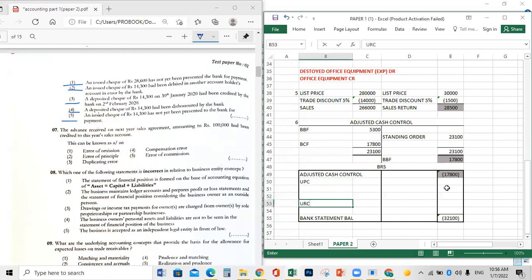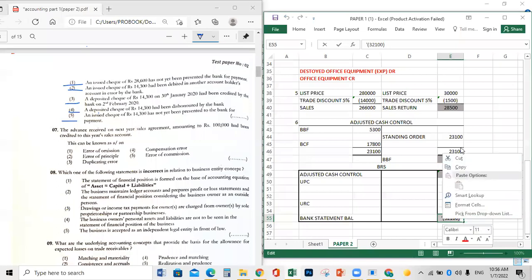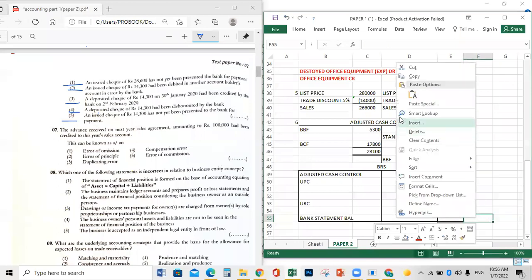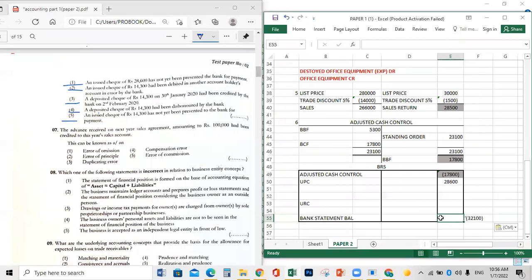Add. Okay, let's add it and see, 28,600. Are we getting this answer? We should get 32,100. Let's see whether we are getting it. Are we getting it, guys? No, we are getting a positive value of 10,800. So that cannot be the answer. So I will cut it. Now go to the next one.